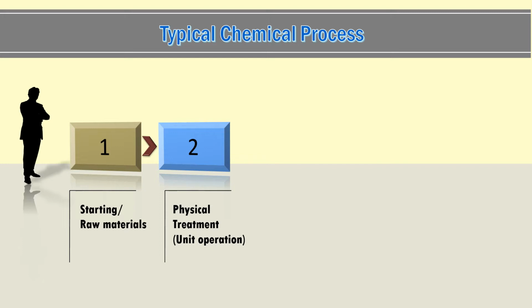Suppose the raw material is in lump form or in hard form. What we have to do is crush it. So that is a physical treatment in which no chemical reaction is involved. This type of physical treatment we should give to the raw material that we have obtained from the other industries.